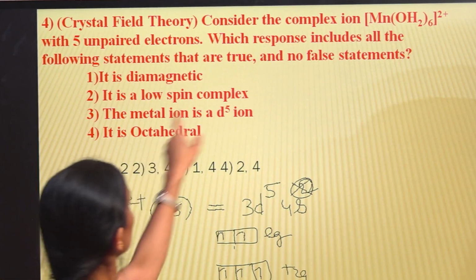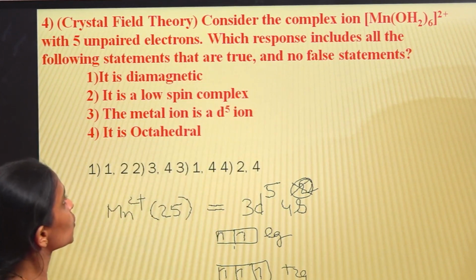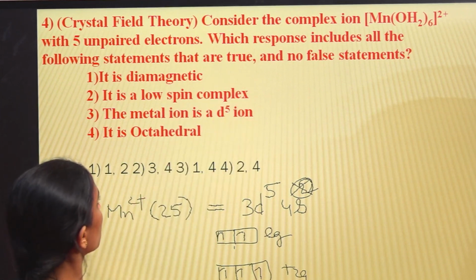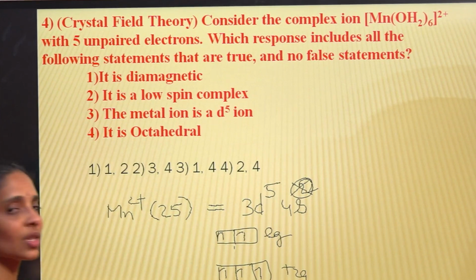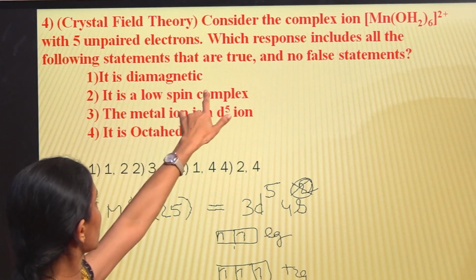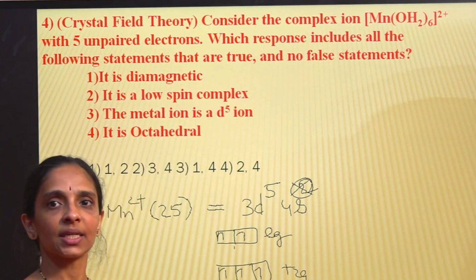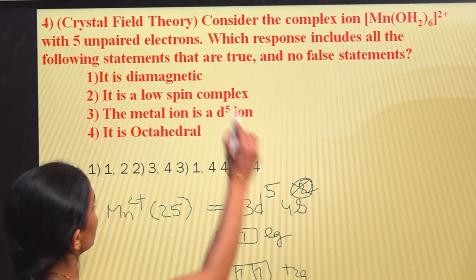Now, we have to pick the true statements, is it not? Which response includes all the statements that are true and no false statements. So, we have to pick the true statements. Let's check the first statement. It is diamagnetic. The complex is diamagnetic. It is wrong, totally wrong.